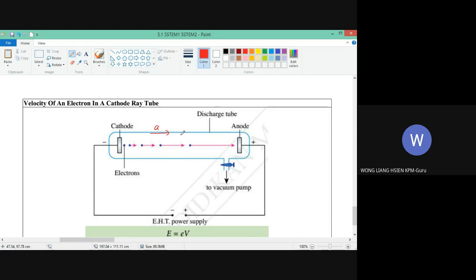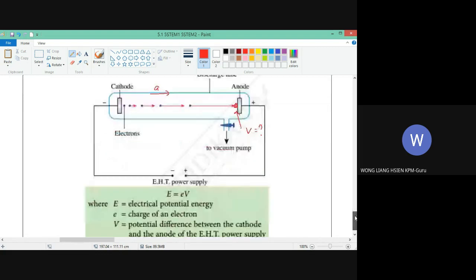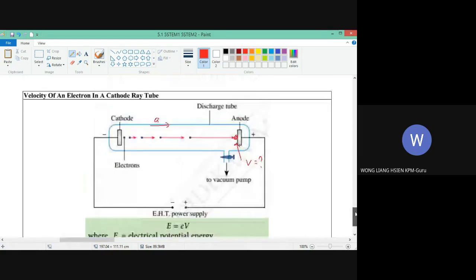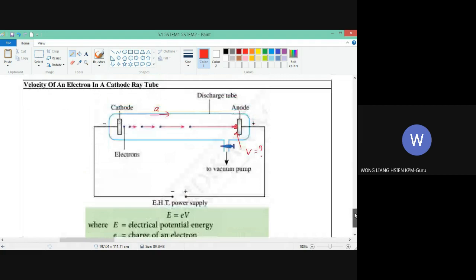So that is what we want to calculate, the maximum velocity. What is the maximum velocity of the electron? After acceleration, when the electron reaches the anode, how much is the velocity?